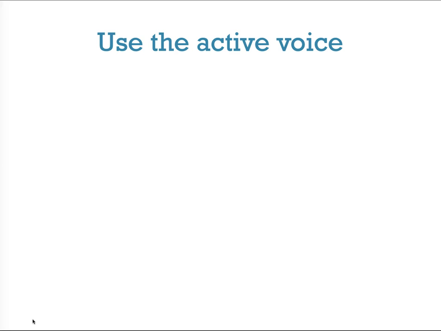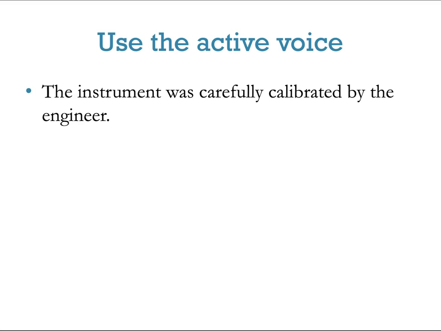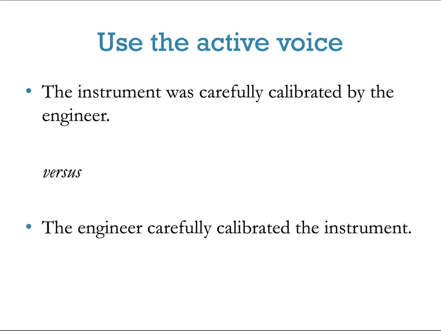If you want more examples, you can head over to the Grammarly blog. That's where I go to get all of my excellent grammar definitions. But if the subject of the sentence is performing an action, you want to make sure that you're using active voice. So let's take a look at some examples. The instrument was carefully calibrated by the engineer versus the engineer carefully calibrated the instrument.